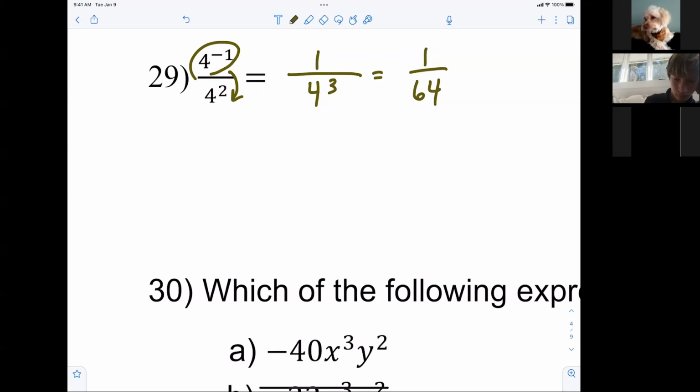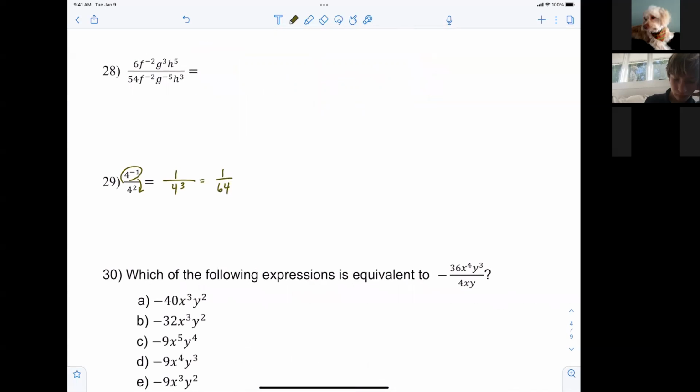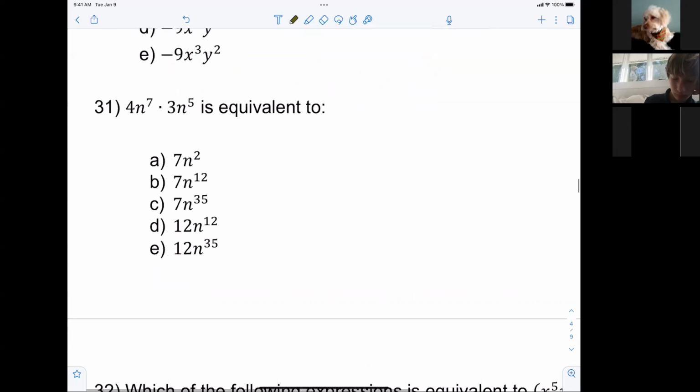Yeah, it's easy. Anything that has numbers, your calculator can do. All right, the variables, it cannot do the variables. All right, here we go.